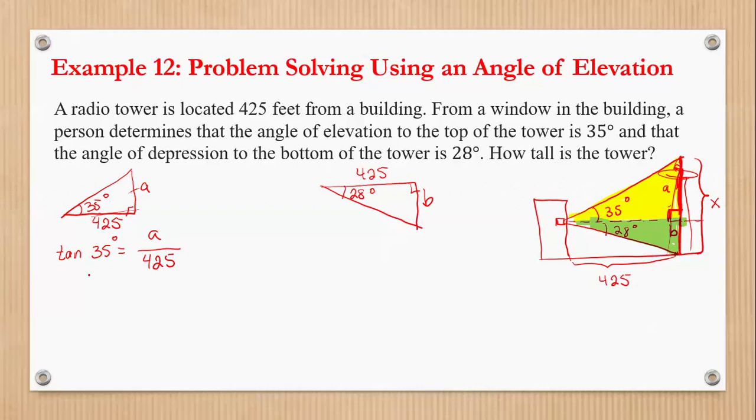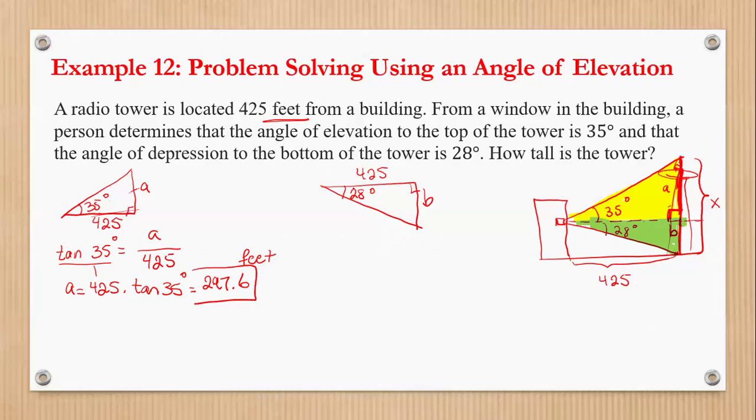And it means that if you do the cross multiplying, A is equal to 425 times tangent of 35 degrees. And if you put this in the calculator, it gives you 297.6, and the unit is feet. So that's 297.6 feet.